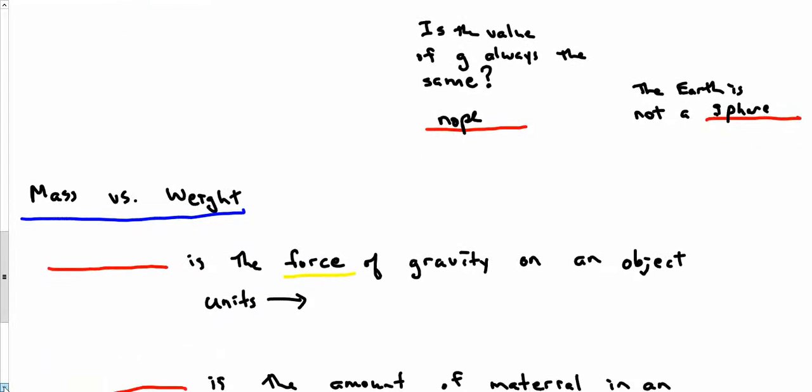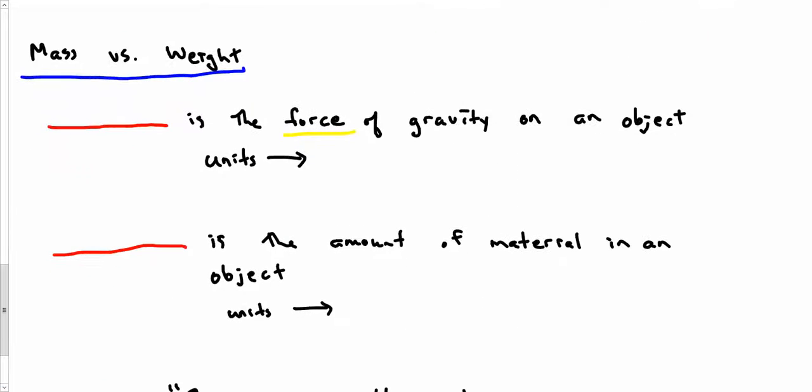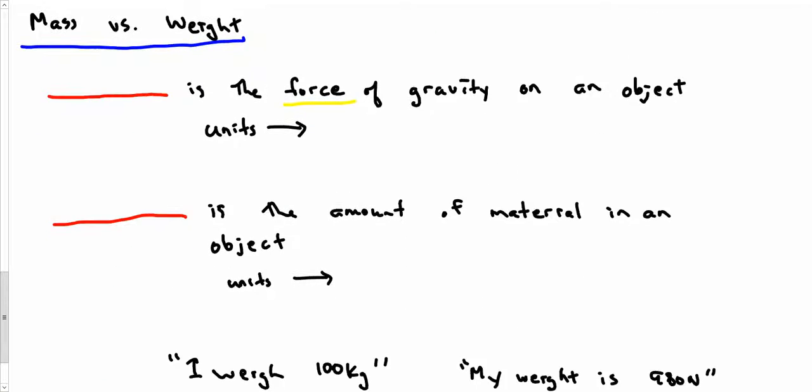And then a couple of terms that we constantly use wrong: mass and weight. Yes? Weight is the force of gravity on an object. It has units of newtons. It also has units of pounds. Mass is the amount of material in an object. It has units of kilograms. Our American friends, the British started this, would use stones.